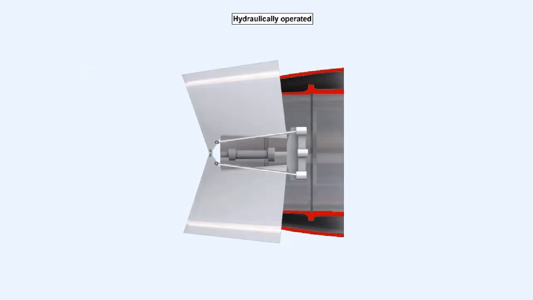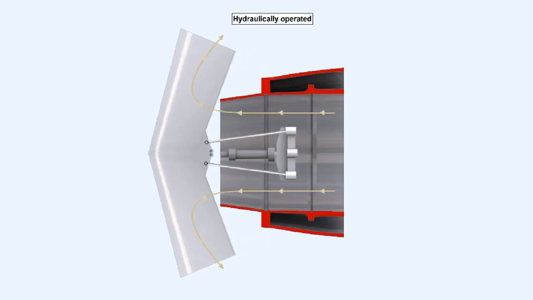The bucket reverser system is normally hydraulically operated. The rear portion of the engine exhaust pipe is shaped like two halves of a bottomless bucket, which are hinged to enable them to swing rearwards when selected, to deflect the exhaust gas forward.